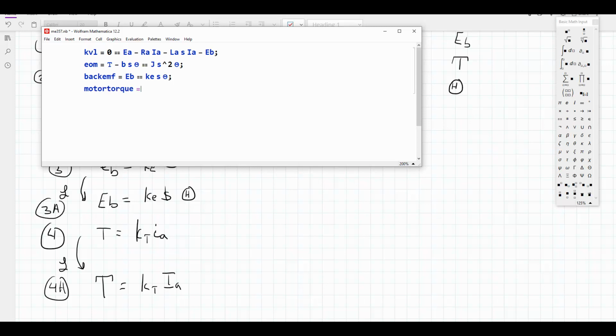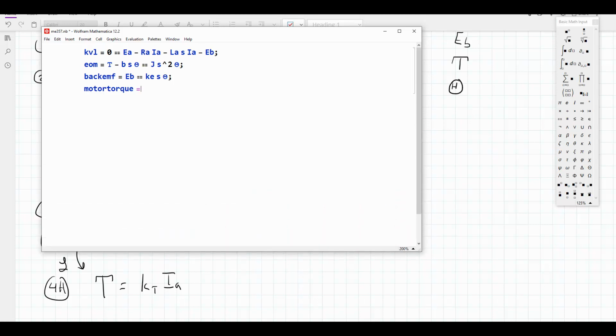And that is equation 4A. So I need to transcribe that. That will be fancy T equals KT IA. And I run those, and those are now in my system. So everything here is in the Laplace frequency domain, so I will be able to get transfer functions out.